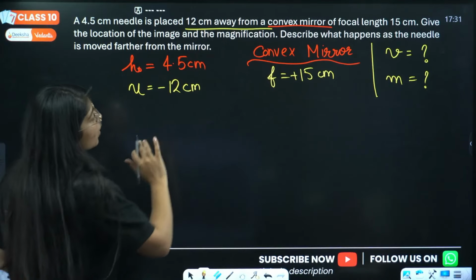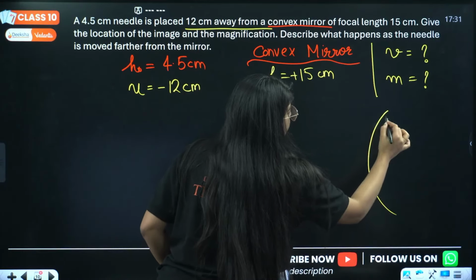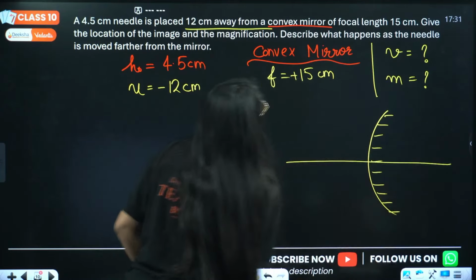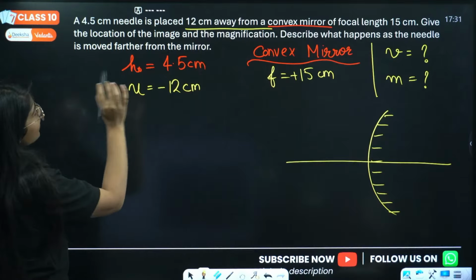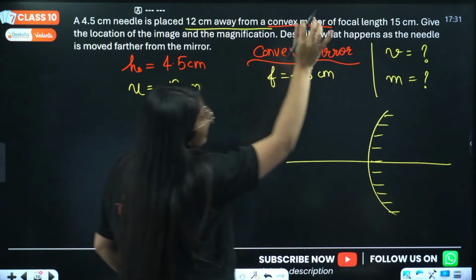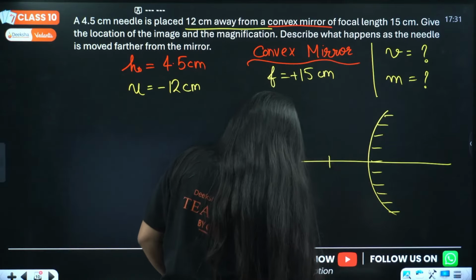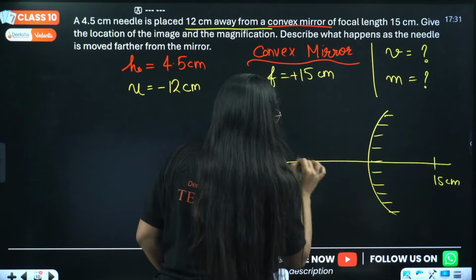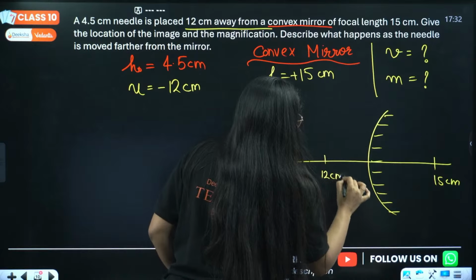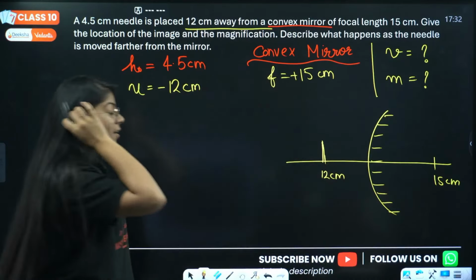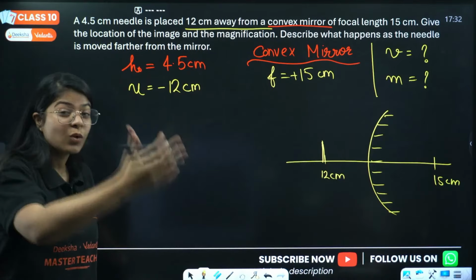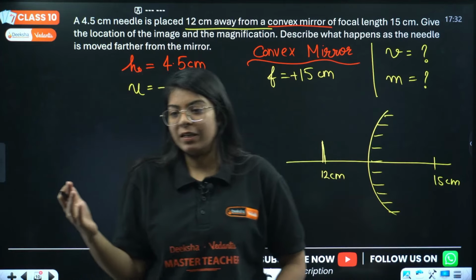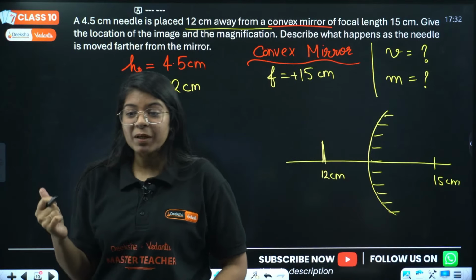Let's see. So this is my convex mirror, right? This is my convex mirror, correct? Now they are saying that the needle is placed at 12 centimeter and focal length is 15 centimeter. The needle is placed somewhere at 12 centimeter. This is my needle, right? Whenever you draw a diagram, you get a visual representation of it, and that helps you solve the numerical very quickly. ठीक है? ये वाला pre-board में आया था.